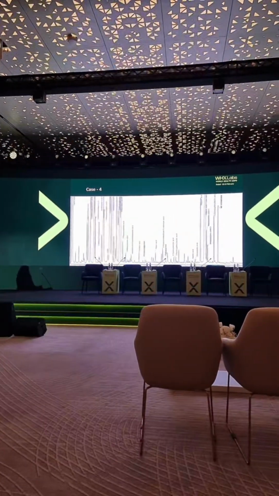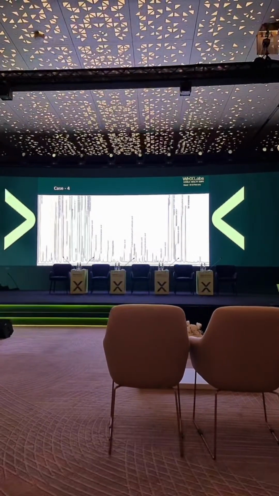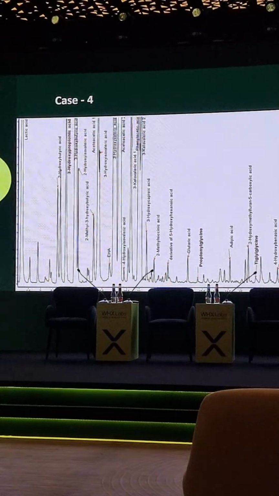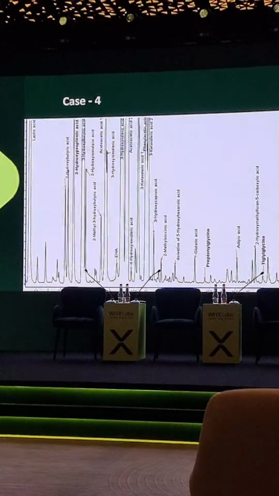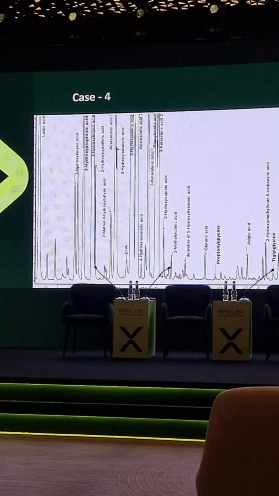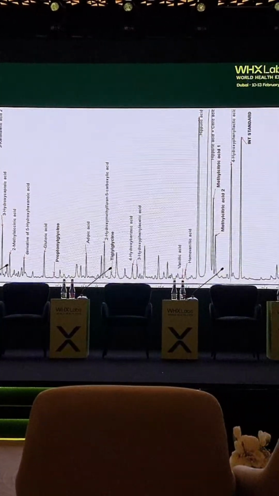Coming to case 4. Here you can see elevation of methyl citric acid, 2 peaks, 3-hydroxypropionic acid, and from the left side, lactic acid is markedly elevated. There's gross elevation of lactic acid. And you can see several ketone bodies in the form of 3-hydroxybutyric acid, 3-hydroxyisobutyric acid, 2-hydroxybutyric acid, 3-hydroxyisovaleric acid. These are all ketone bodies.